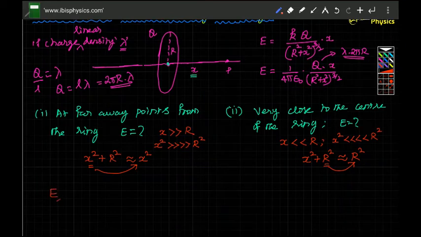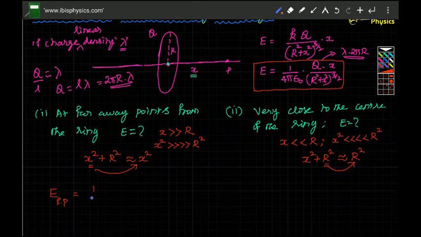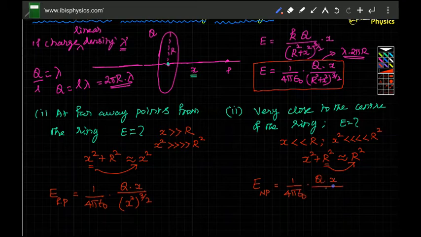Electric field at a far point equals 1 by 4 pi epsilon naught into qx by, in place of r square plus x square, we are going to put x square, so (x square) whole power 3 by 2. Whereas the electric field at a near point close to the center is 1 by 4 pi epsilon naught into qx by (r square) whole power 3 by 2. We are going to get some interesting results, based on which there is another JEE problem.